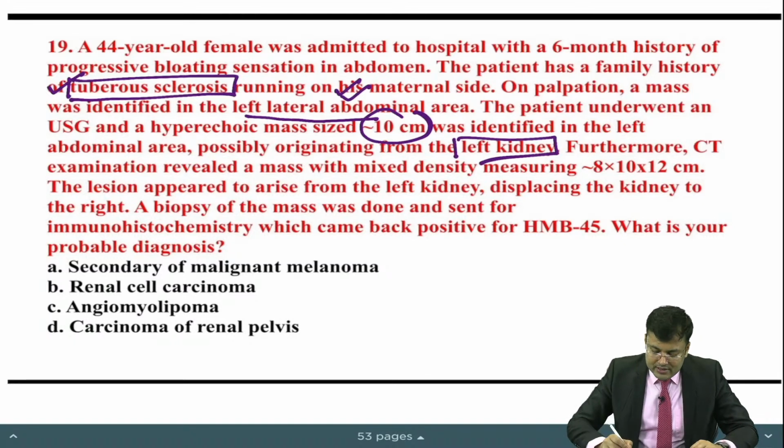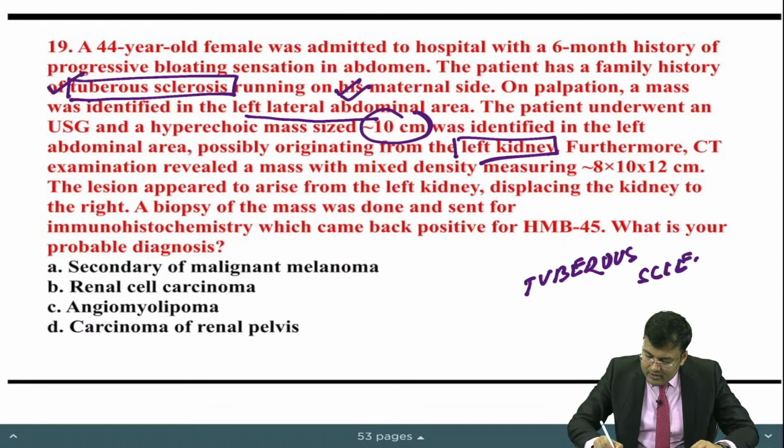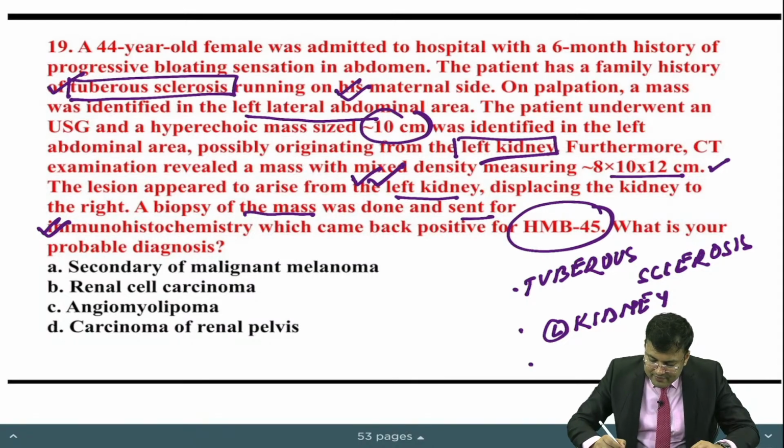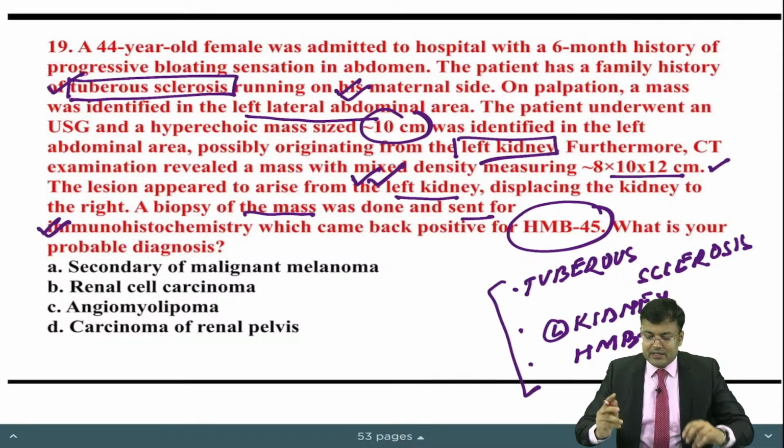So see, what are the pointers? The patient is having tuberous sclerosis. One thing you noticed. Second thing you noticed that patient is having mass in left kidney. CT examination reveals a mass with mixed density, size 8 into 10 into 12 centimeter. So lesion was arising from left kidney displacing kidney to right. Biopsy was done, sent for immunohistochemistry, and this is positive for HMB45. On the basis of these three findings, tell me which tumor is this?